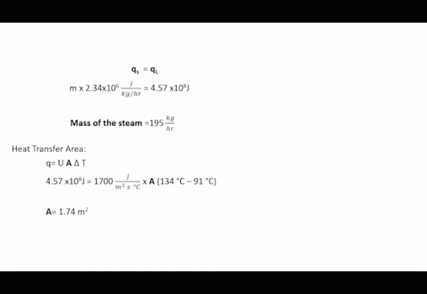In calculating the heat transfer area, we will use the formula Q equals U A delta T, where Q is the heat required by the solution, U is the overall heat transfer coefficient, A is the heat transfer area, and delta T is the change in temperature. We now have Q, U, and delta T. Plugging in the values, we get 4.57 times 10 to the power of 8 joules equal to 1,700 joules per meter squared seconds degrees Celsius times the area times the change in temperature, 134 degrees Celsius minus 91 degrees Celsius, giving us the area of 1.74 meters squared.